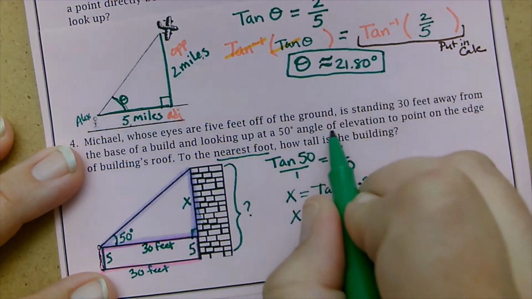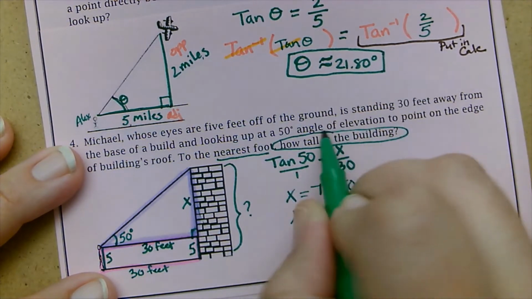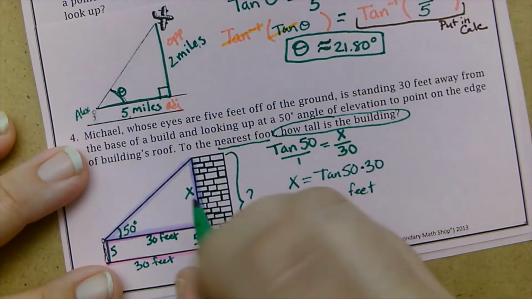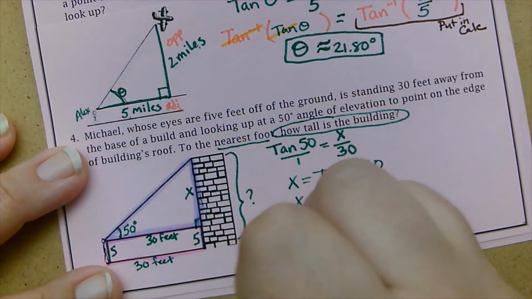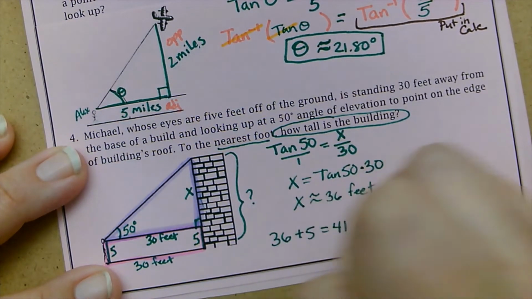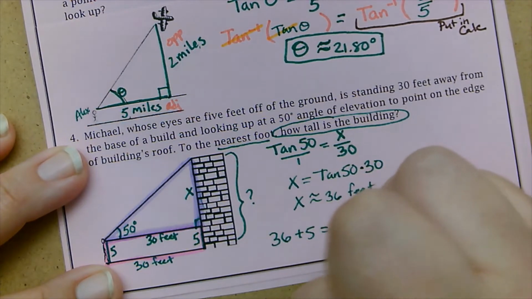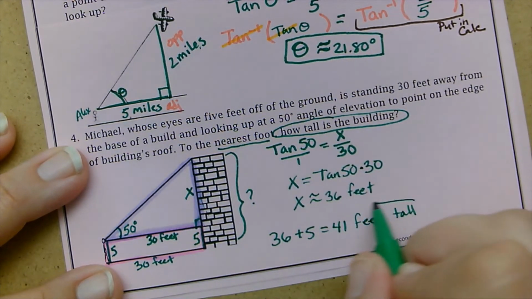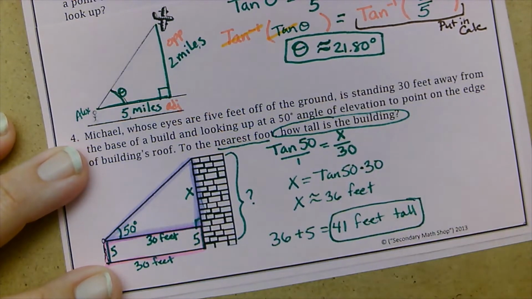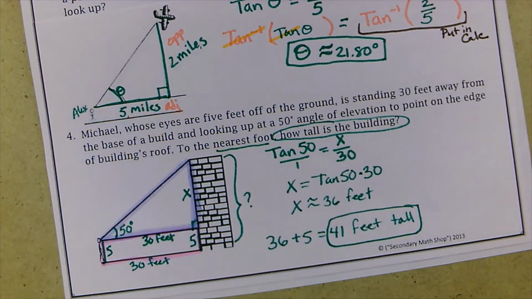But I want to know how tall the building is. So I'm going to have to take this 36 feet and add 5 to it. And get 41. So the building is 41 feet tall. And there you have it.